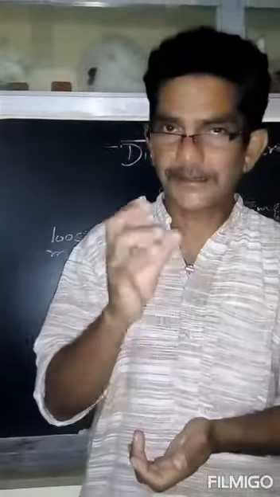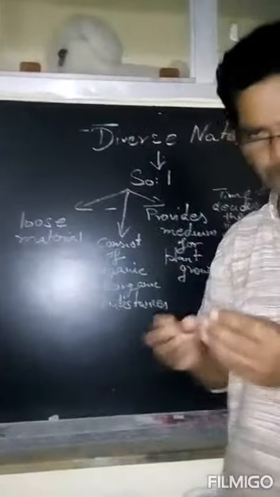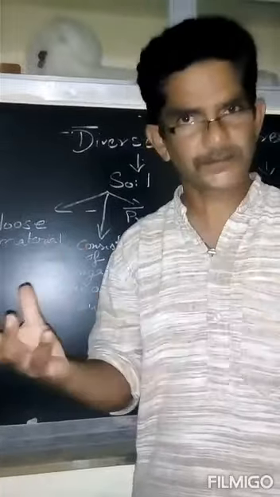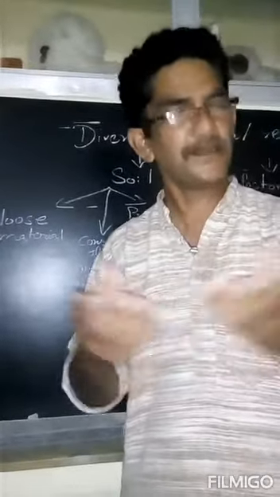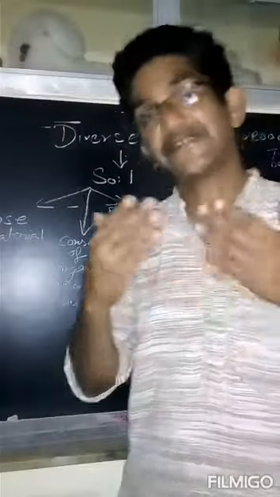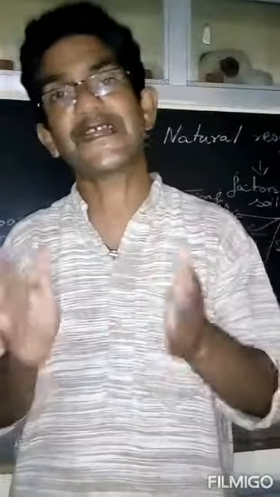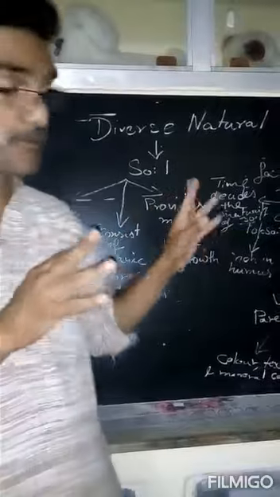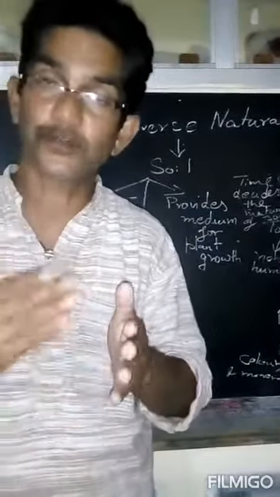Soil is basically a loose material. It also consists of organic and inorganic substances. And it provides the medium for the growth of plants.